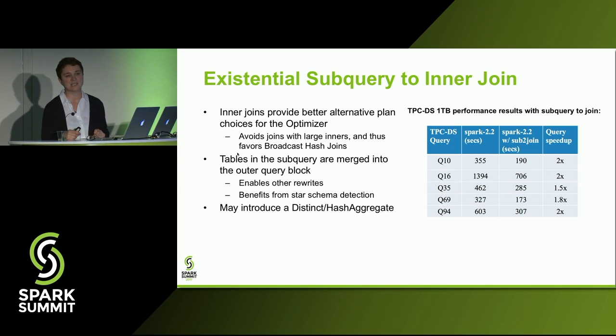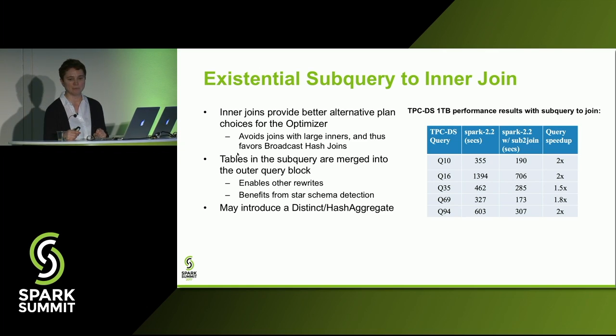Here we have our results for the TPC-DS 1 terabyte workload with our subquery to join transformation. This is the subset of queries that have existential subqueries. We observe an average of 2 times improvement for the majority of them. And on the left, I mention again some of the benefits of subquery to join, like inner joins are more flexible and they provide better plan choices for the optimizer.